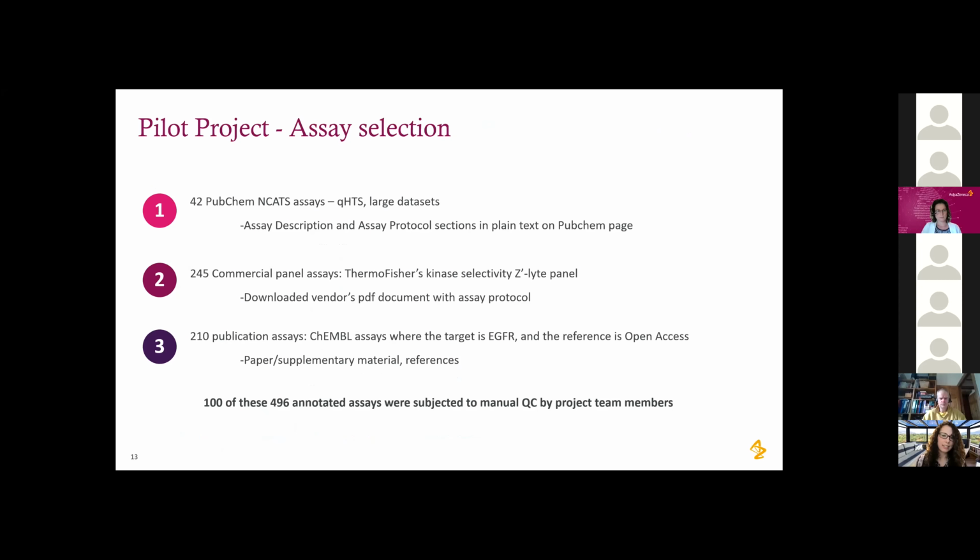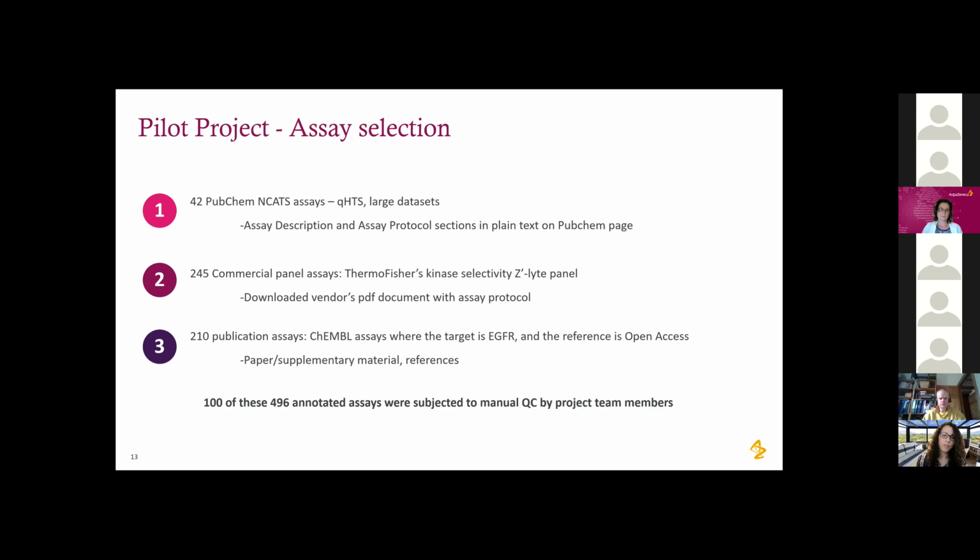So in terms of the assays selected for this project, we wanted to choose assays that were diverse in nature and diverse in their format as well. About 42 of the assays we selected were from PubChem and NCATS assays, and those assays were described as free text on the PubChem page. The next set of assays, a large bulk of them, were a commercial panel. They were the Thermo Fisher Z'-LYTE kinase selectivity assays. Those assays were formatted in a structured table format embedded inside a PDF.